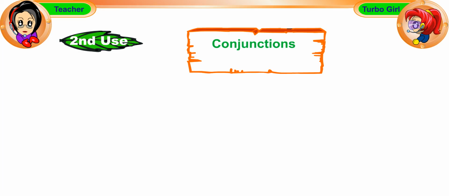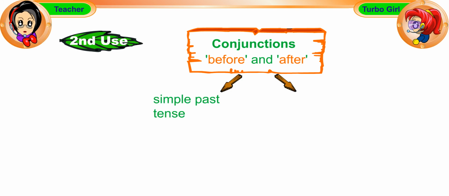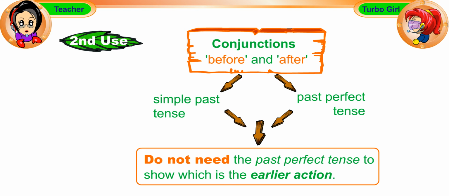When we use conjunctions such as before and after, we can choose to use either the simple past tense or the past perfect tense to refer to an earlier action. This is because the sequence of actions is already quite clear and we do not need the past perfect tense to show which is the earlier action.